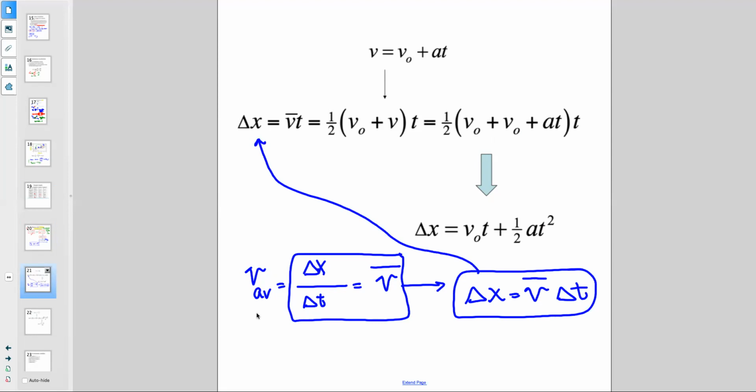So V average is delta x over delta t. We also write it as V bar. If I solve this to find delta x, I have delta x equals V bar times delta t, which is right there. Now, that's our point to start. Now, when it comes to something being constant, V average, we can write it just like this.